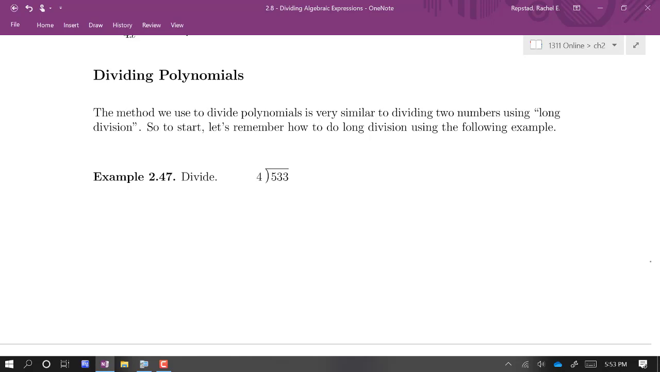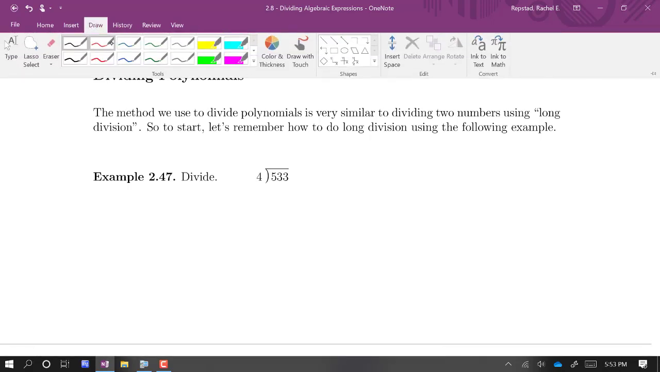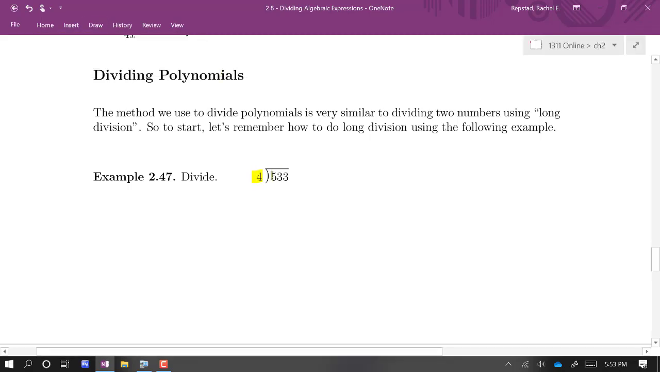So let's say I want to take the number 533 and divide it by 4. So the first thing I do is I look at the number 4 and I just say, okay, well, how many times does 4 go into 5? And that goes in once. 1 times 4 is 4, right? I take this one, I multiply it by the divisor, put it down there. We do some subtraction. 5 minus 4 is 1, and then I bring down this next digit, and then I start the process over.